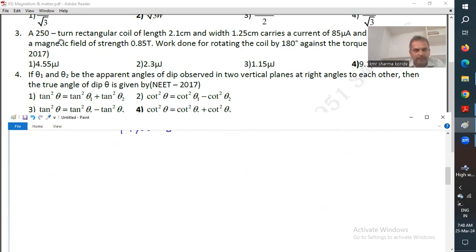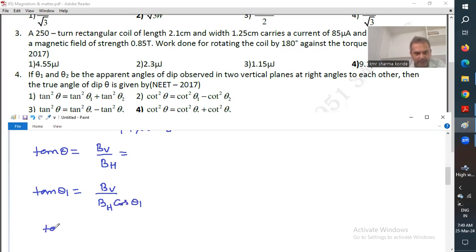So this is from orthomagnetism. If theta 1 and theta 2 are the apparent angles of dip observed in two vertical planes, which are at right angles to each other, then the true angle of the dip theta is given by. So true dip in general, tan theta is equal to vertical component of magnetic field by horizontal component. So therefore, when you go with tan theta 1, it will be BV by BH, which can be written as BV by BH cos theta 1. Thus, theta 1 and theta 2 are the apparent dips.